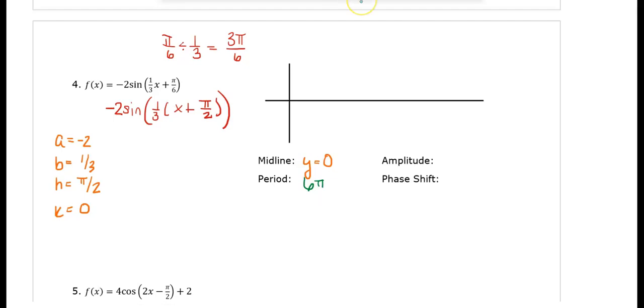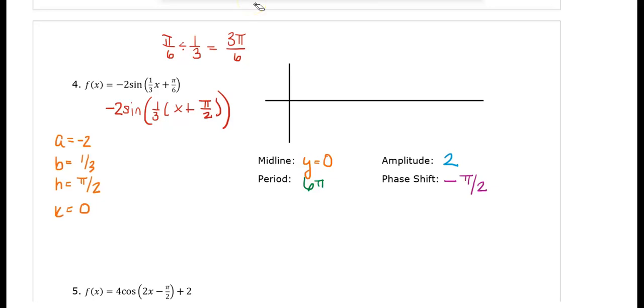Amplitude is whatever my A value is, and take the absolute value. So here it's -2. The absolute value of -2 is just 2. Phase shift is always the opposite of whatever my H is. So H here is pi over 2, so it's negative pi over 2. See, I got all that without even graphing it. Now I can go ahead and start working on finding the values for the graph.